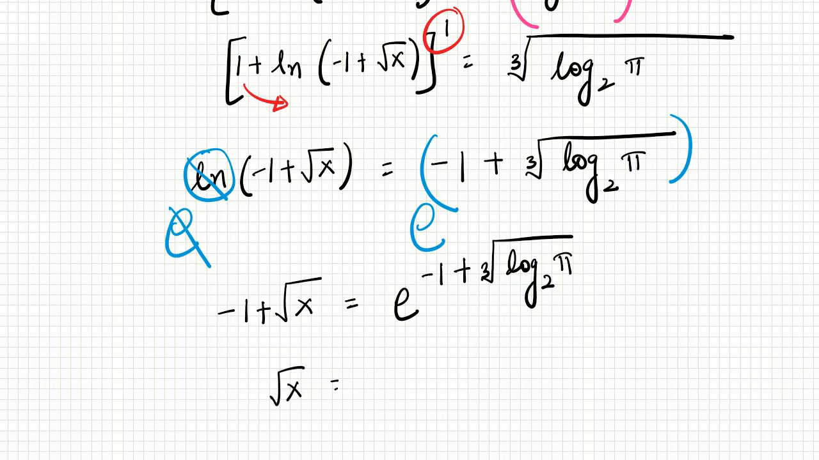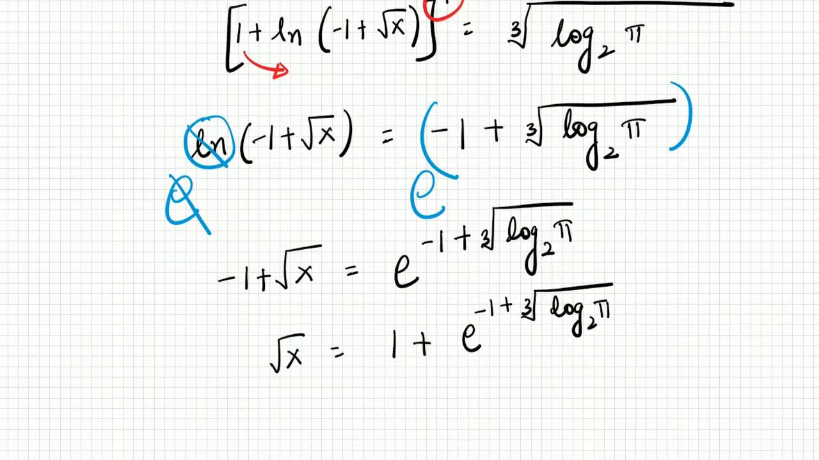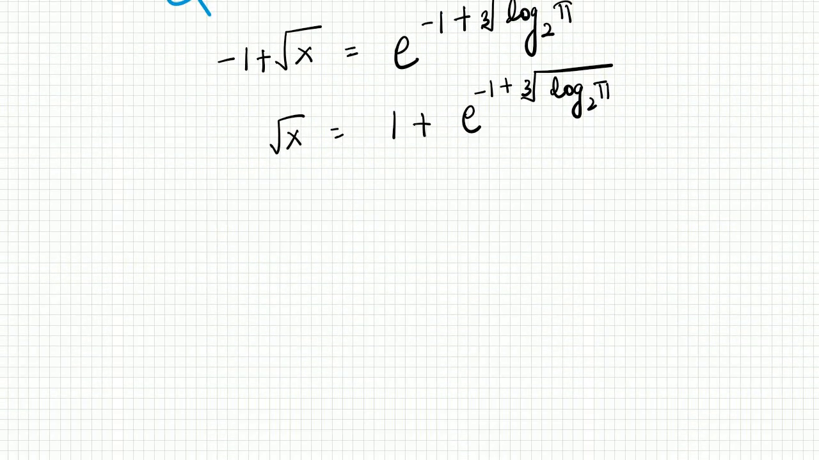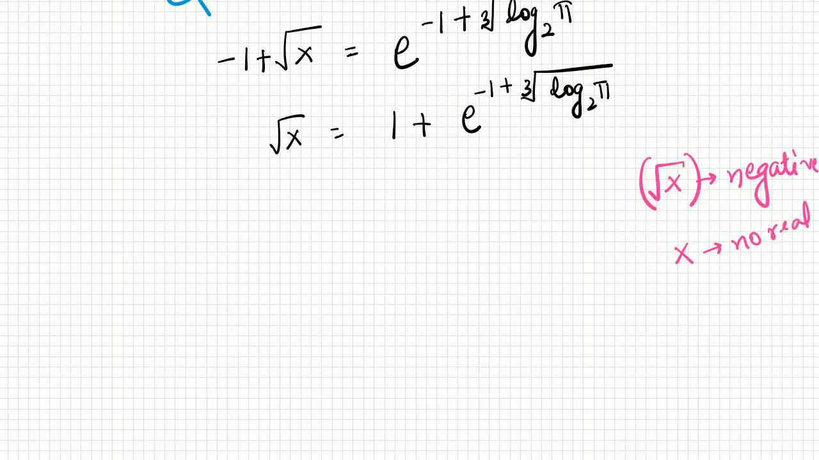So square root x, this minus 1 goes to the other side, so it becomes plus 1, plus e to the power of minus 1 plus the cube root of log 2 pi. I hope till here it makes sense. Now a very important thing: if square root x is negative, then x doesn't have any real roots. So let's check if this whole answer is positive or not.